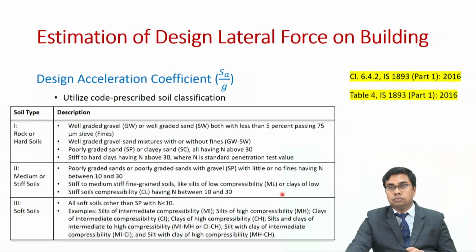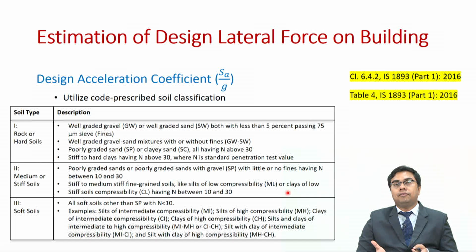Now once we have all the factors known to us, then we can obtain the design base shear, which shall be obtained as AH times W. AH shall be given by Z by 2 times SA by G divided by R upon I.